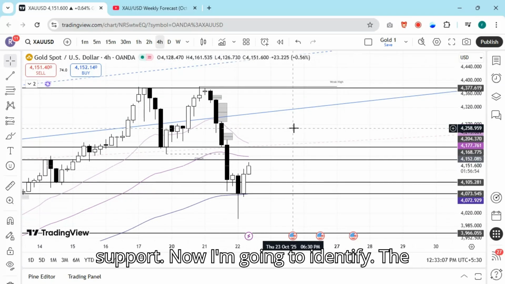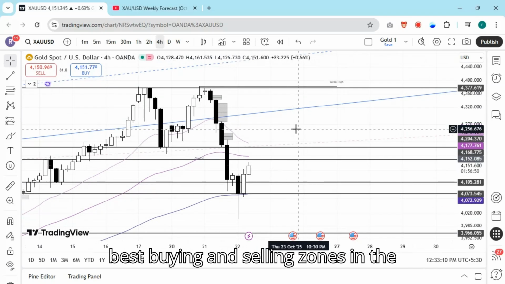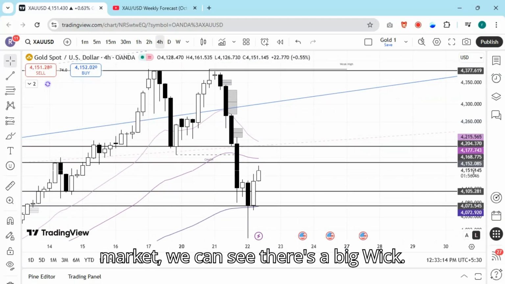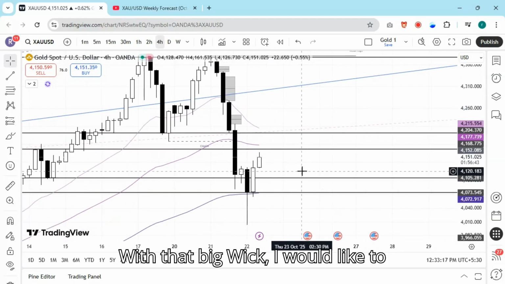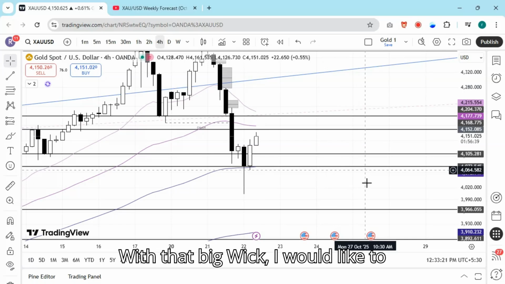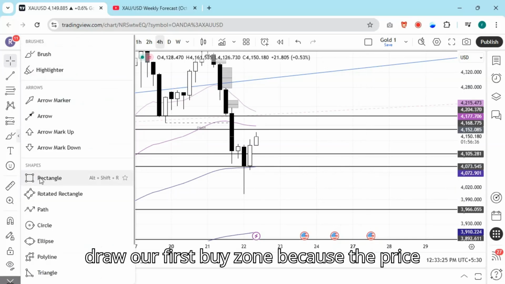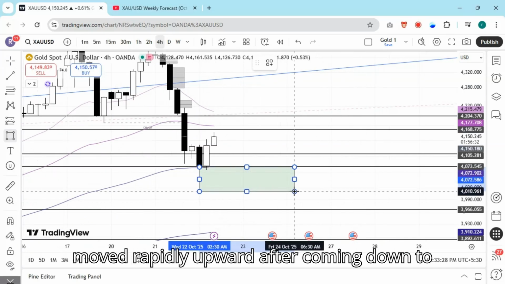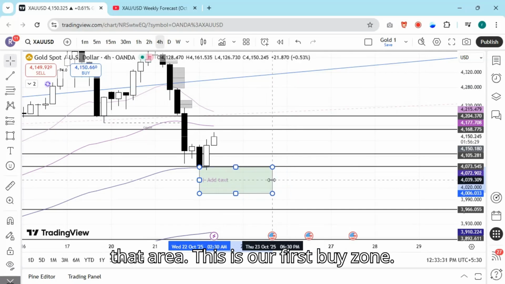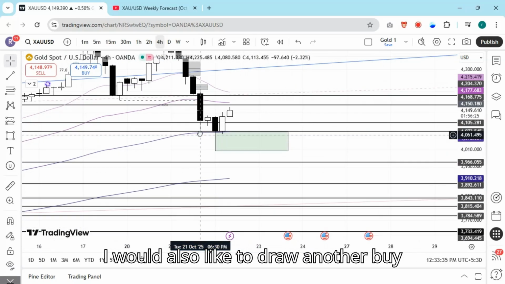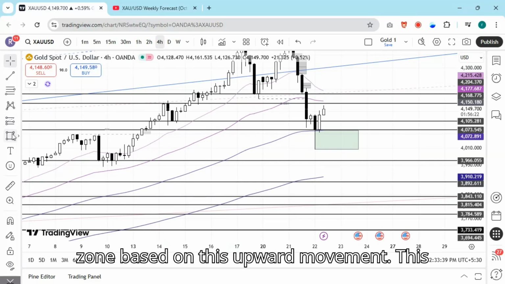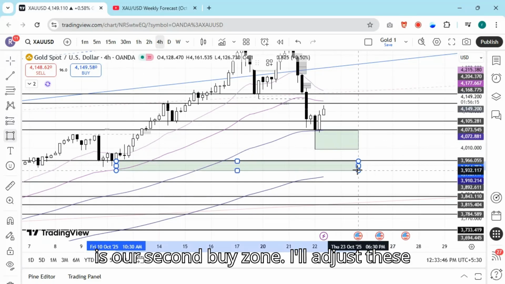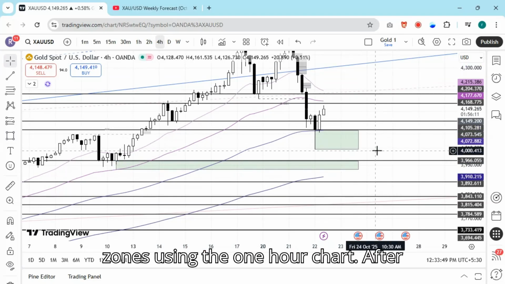So that is our new support. Now I'm going to identify the best buying and selling zones in the market. We can see there's a big wick. With that big wick, I would like to draw our first buy zone because the price moved rapidly upward after coming down to that area. This is our first buy zone. I would also like to draw another buy zone based on this upward movement. This is our second buy zone. I'll adjust these zones using the 1-hour chart.